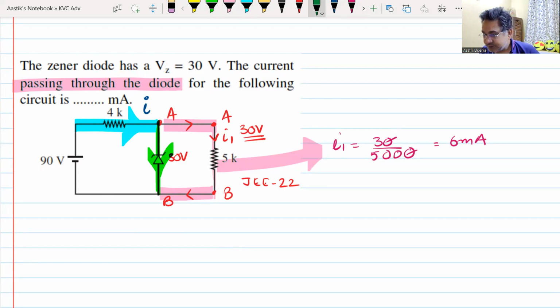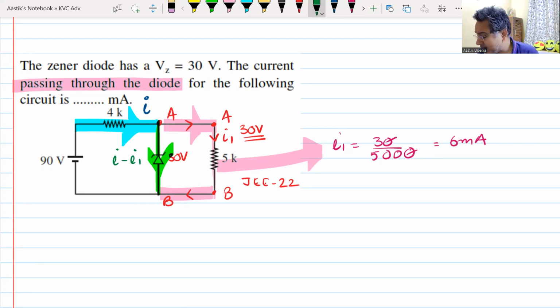In the blue branch, the current is I. In the pink branch, I1 current has gone. What would be the current in the green branch? It would be I minus I1. Now, if I can calculate the value of I, I should be able to calculate the current in the diode. Do we understand this? Yes.